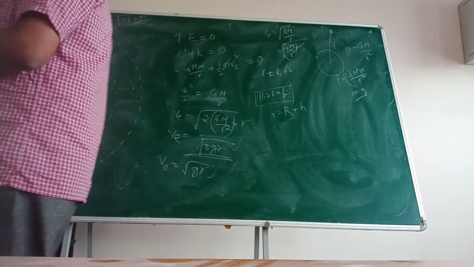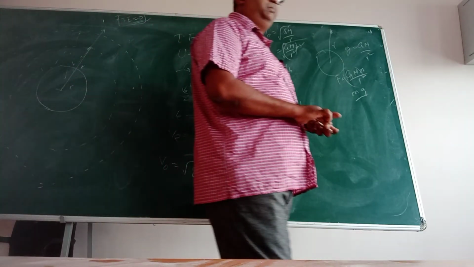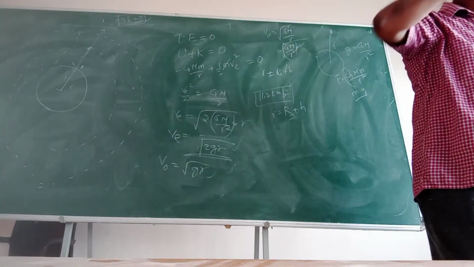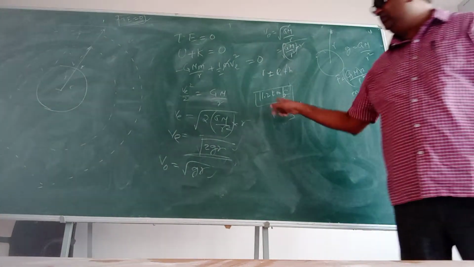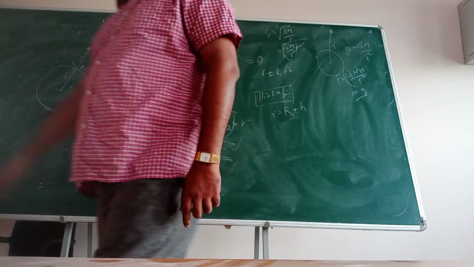So they will ask questions to find escape velocity on Jupiter. The procedure is not different. The procedure remains the same, only the values will change. Make a note of this.